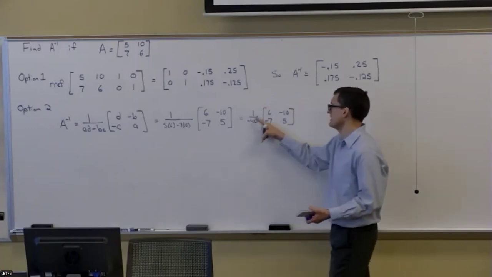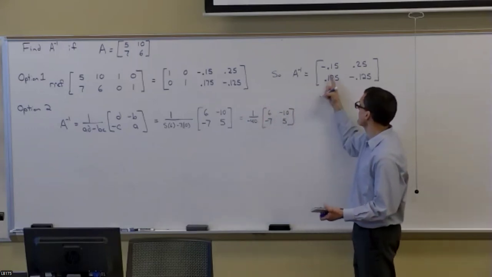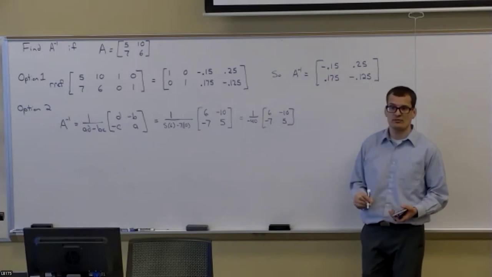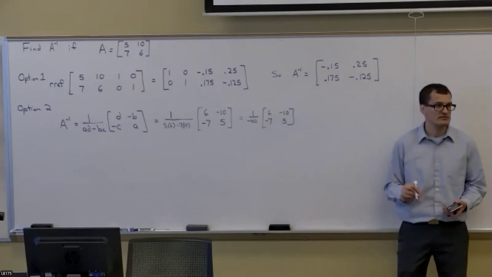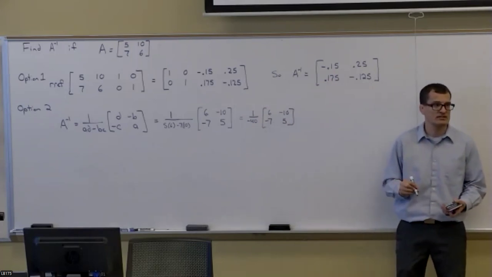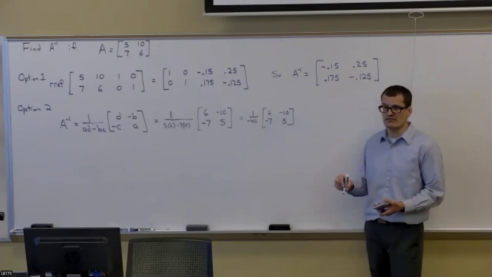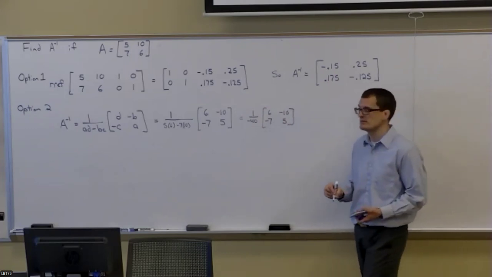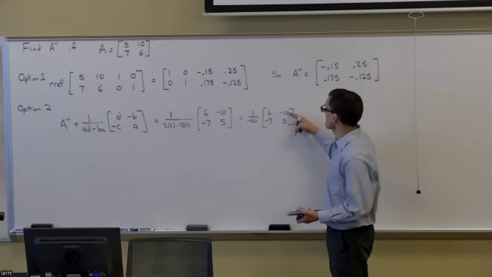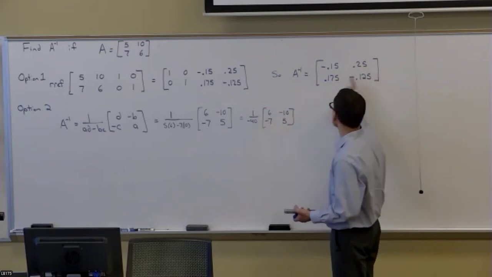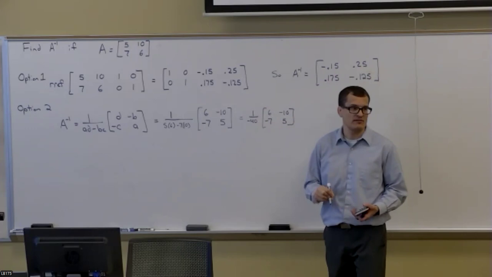And when you multiply 1 over negative 40 times 6, that's where you get the negative 0.15. 6 over 40 is 0.15. 6 over negative 40 is negative 0.15. Negative 10 over negative 40, that's where you get the 0.25, that's a quarter.